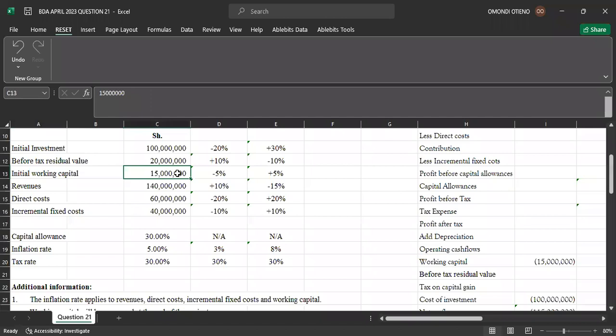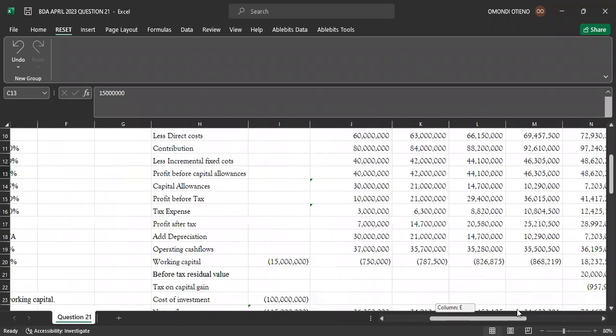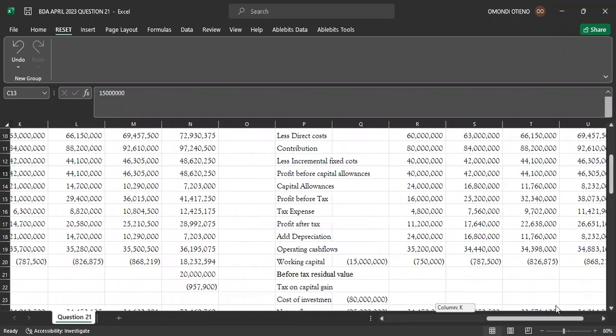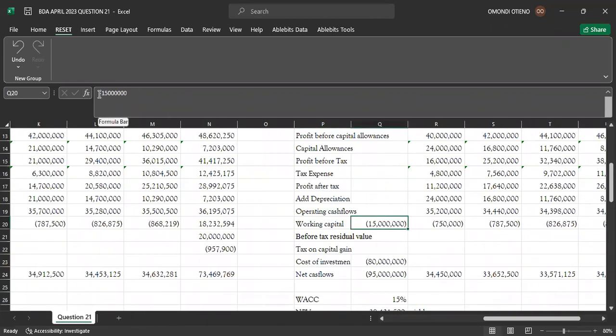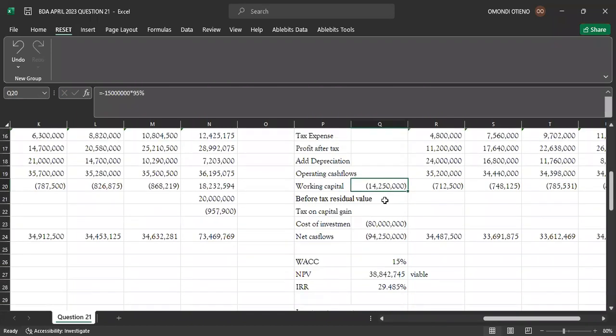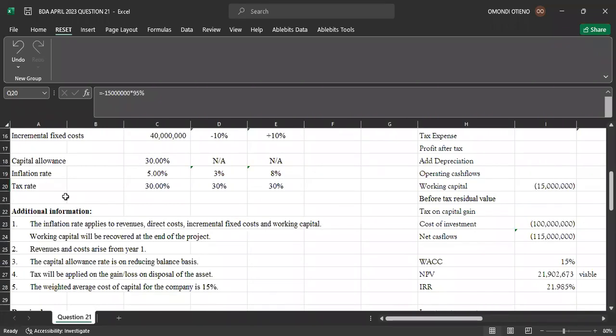Initial investment, initial working capital. What has happened? It is being reduced by 5%. So it means it will be 95% of this figure. 95% of that figure. I just come here very fast. It is 95% of that initial figure. Anywhere that I was using the working capital, I must ensure that it's going to change. The first one, the initial one, it is 95% of that.